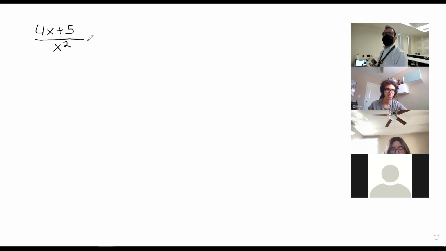Andres, first of all, can you dictate to me the inequality again? Yeah, it's 4x plus 5, divided by x squared, is greater or equal than 4 divided by x plus 5.